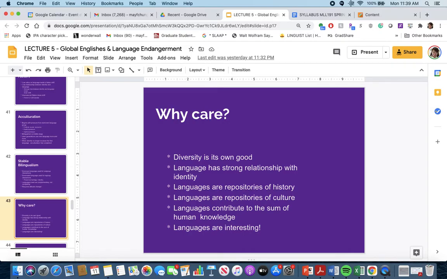Also, languages are interesting. Language kind of indexes kind of who we are as a people, right? How we use language and how we're able to learn different languages kind of contribute to the diversity of our people. And it's probably why the United States doesn't have an official language.